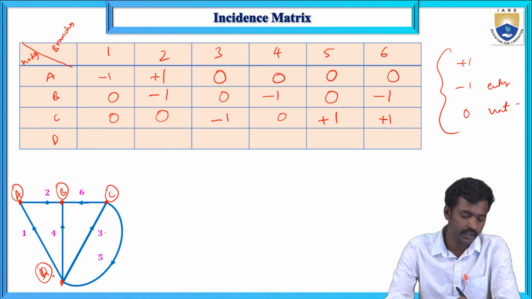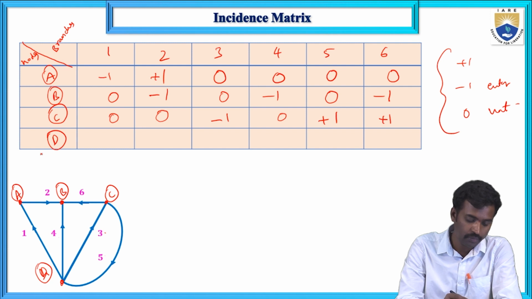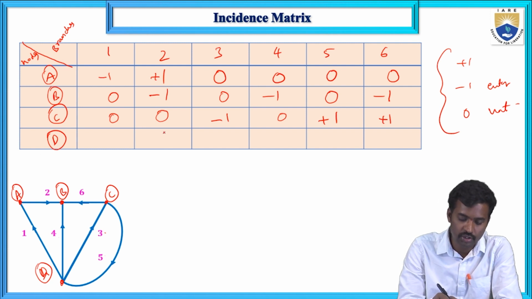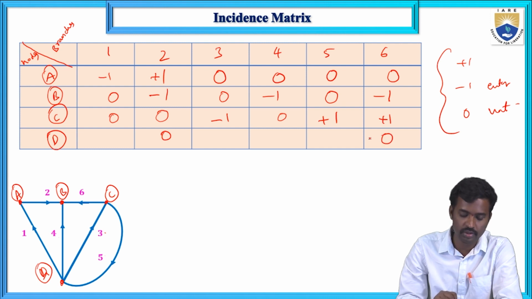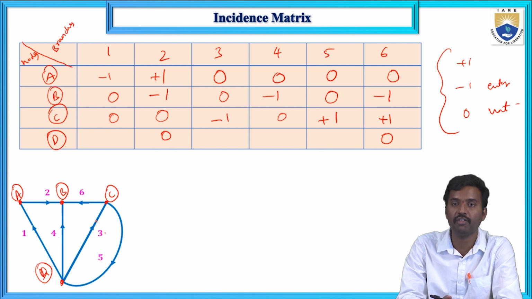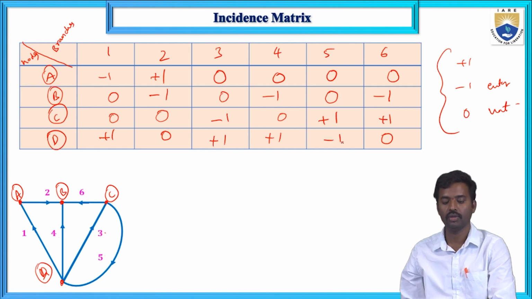Now for the D node: node A, node B and node C are completed, next node D. The not associated elements here are 2 and 6, so their values are 0. And 1, 4 and 3 are leaving away from the node, meaning +1. And the 5 branch is entering, so that value is 0.